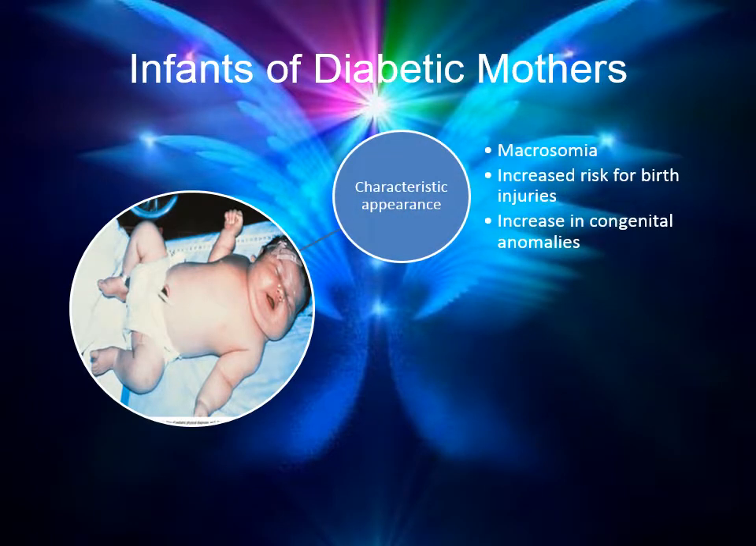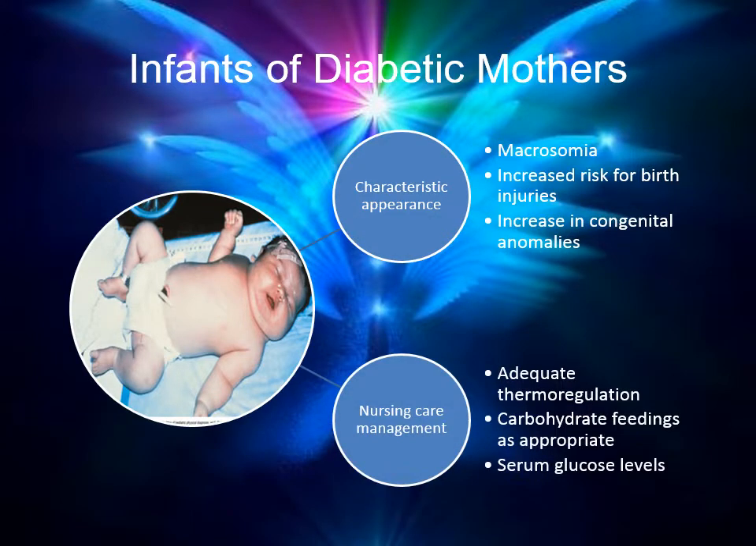They tend to have a characteristic appearance. They could also experience macrosomia, increased risk for birth injuries, and an increase in congenital anomalies. Nursing care management includes adequate thermal regulation, carbohydrate feedings as appropriate, and checking serum glucose levels.